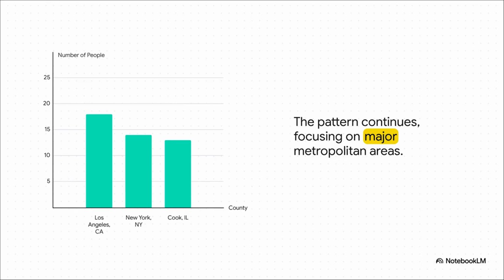And the trail doesn't go cold there. It actually gets even hotter when we drill down to the county level. The top 3 are Los Angeles County, New York County, which is basically Manhattan, and Cook County, which is Chicago. Do you see the pattern? We are seeing a huge concentration in major cities.